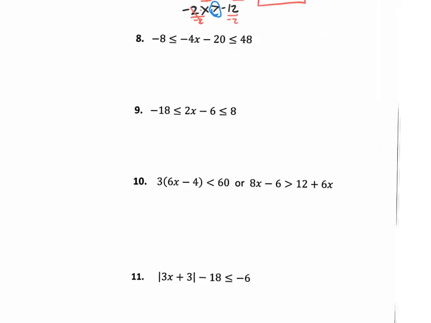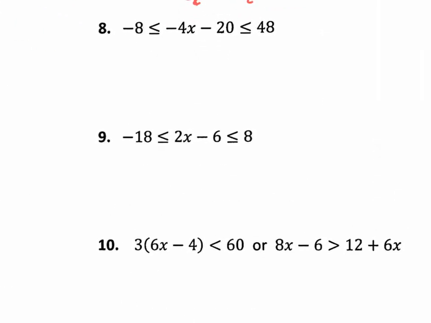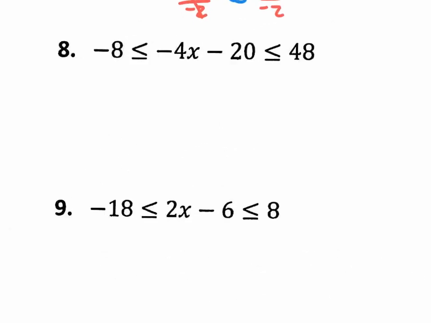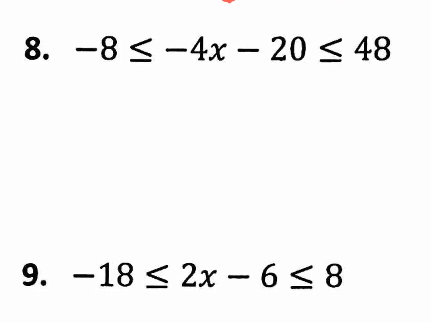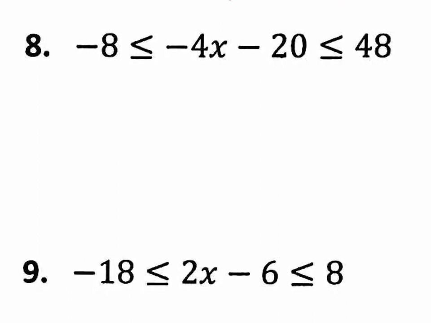We have now compound inequalities. Now, what's a compound inequality? When you have two inequalities put together in one. And we have some that are actually written together as a compound inequality with x in the middle. And you want to solve that by getting x by itself in the middle. All right, so let's do this compound inequality on number 8. And if you understand number 8, you'll be able to do number 9 easily.